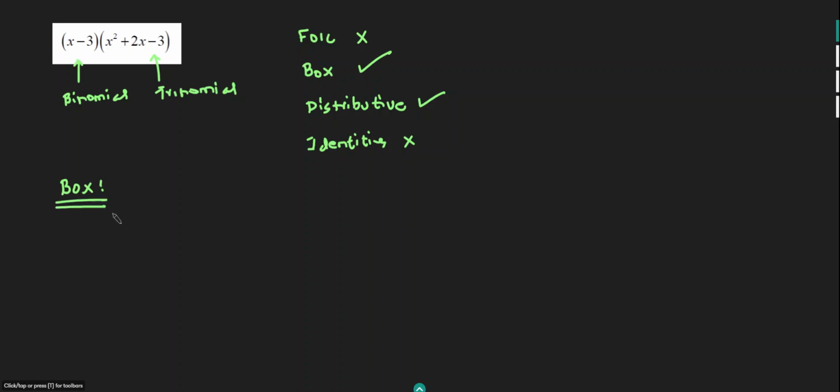So first we need to identify what type of box, or the dimensions of the box, that we need. Since the first one is a binomial, we have two terms in this. And then the second one is a trinomial, so it has three terms. So basically our box has to have 2 times 3 equal to 6 entries in it, which means we have to create either a 2 rows, 3 columns box or a 3 rows, 2 columns box. So I'm going to create a 3 rows and 2 columns box.